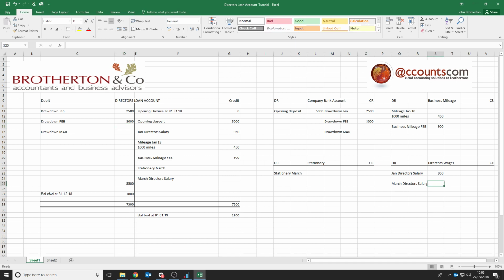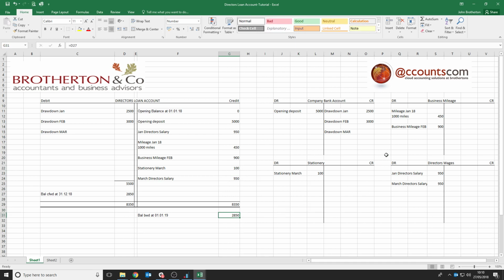Now in March, again, we might have another 950 going through the wages, and again the director hasn't taken the money out, so we credit the loan account. So we've now got a figure of 2,750 that the director is owed. And in March as well, we may have bought £100 worth of stationery, again out of the director's own pocket. So we've got £100 that we would credit the loan account. So our rolling figure now is 2,850.